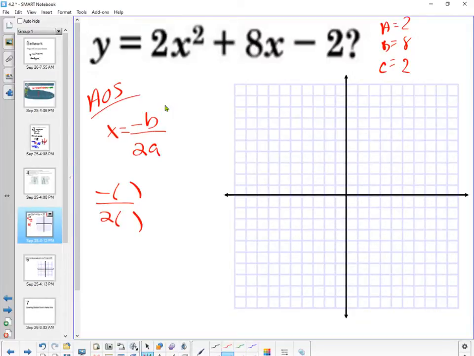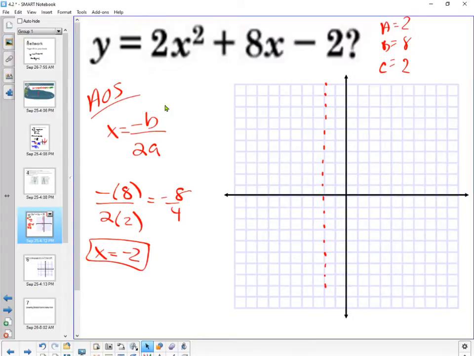b is how much? 8. How much is a? a is 2. So here I have -8 divided by 4. That means that x is equal to -2. So right here at x = -2 is the axis of symmetry.